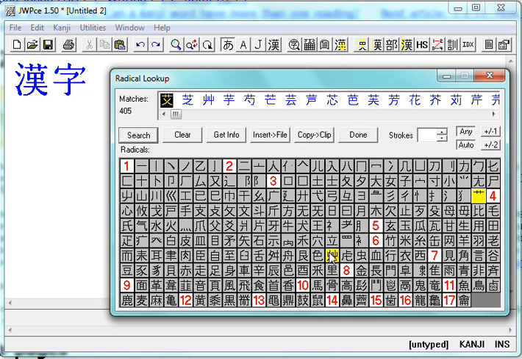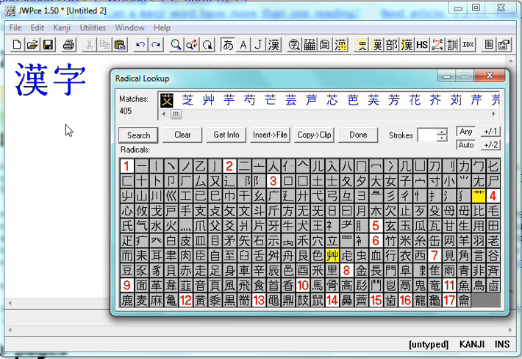If you remember in the last video, I said that the water radical has this form with these three dots, but the word for water also takes a different form that hopefully we'll see here in a minute. So this one has this form as well. And if I remember correctly, this is the grass radical, or the plant radical. I think it's grass. So that's what that says.